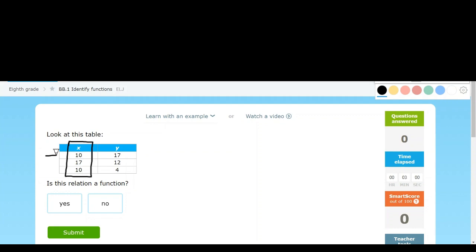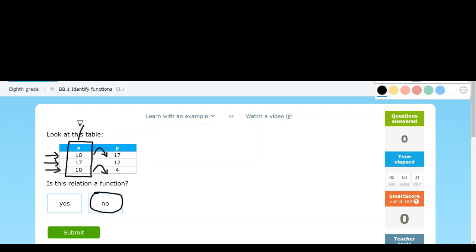Well, I see 10 appear once. I see 17 appear once. Oh, I see 10 appear again. Well, let's take a look at what the 10 is being paired up with. So it looks like 10 is being paired up with 17. Okay. I look down here again, but then 10 is paired up with 4. Huh. When you see this type of behavior, it is not a function.